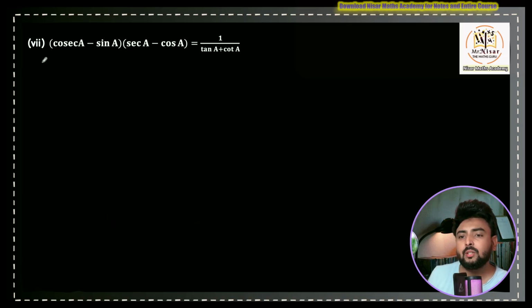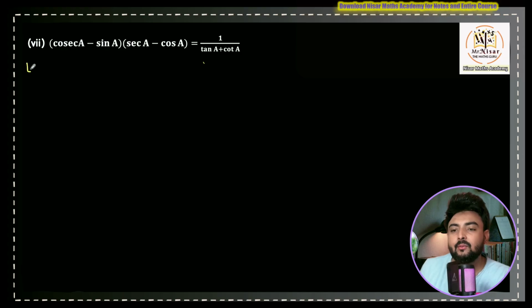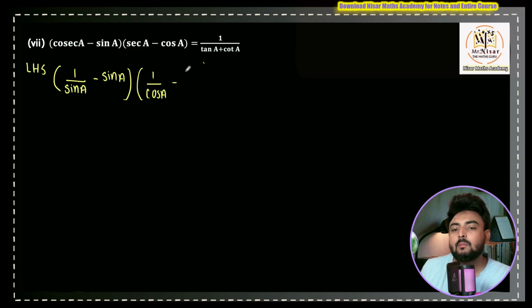Children, the next question is (cosec A minus sin A) into (sec A minus cos A). You have to convert it into 1 by (tan A plus cot A). This type of question we have already solved in the previous exercise. You may say what to do here. Yes, try to convert it into sin and cos. So cosec, I can write it as 1 by sin A minus sin A, and sec can be written as 1 by cos A minus cos A.